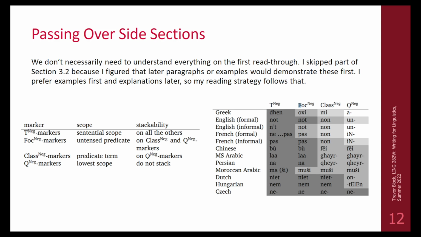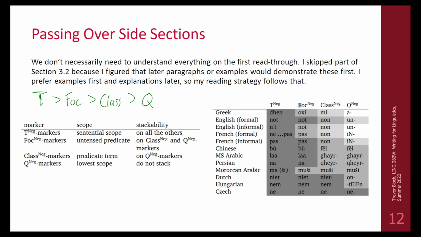So if we continue on in the paper, we get section 3.2. In section 3.2, there's a couple things they do. They introduce a bunch of different negatives in different languages, and they introduce which type of negative occurs where. They end up giving this hierarchy where they say T can stack on top of focus, which can stack on top of class, which can stack on top of positive gradable adjectives.